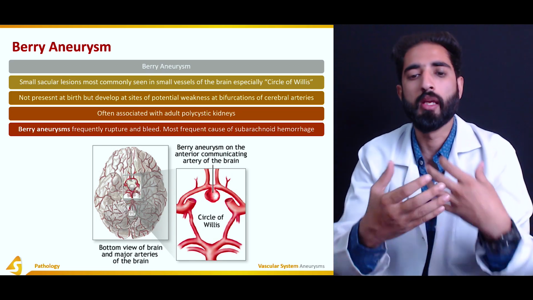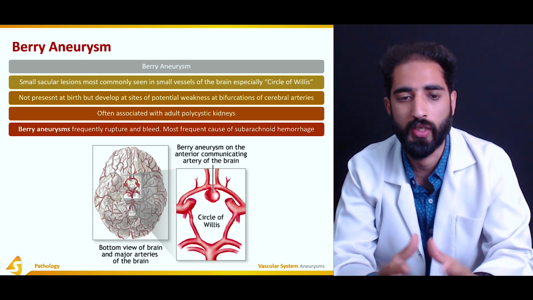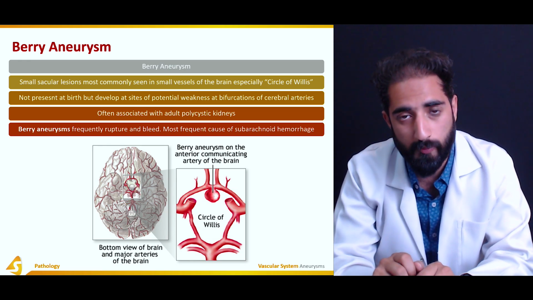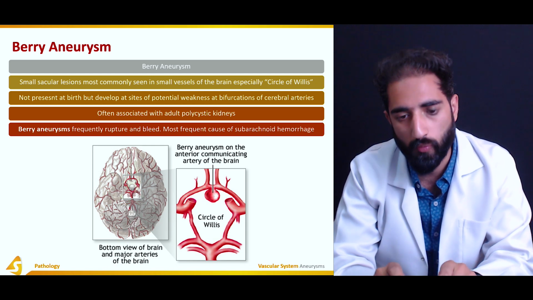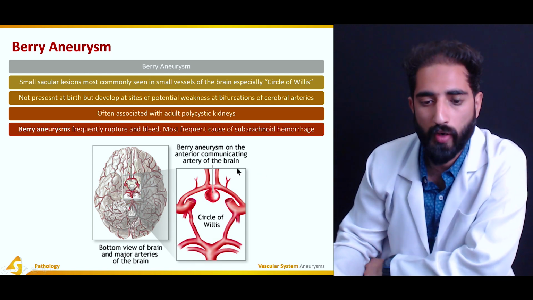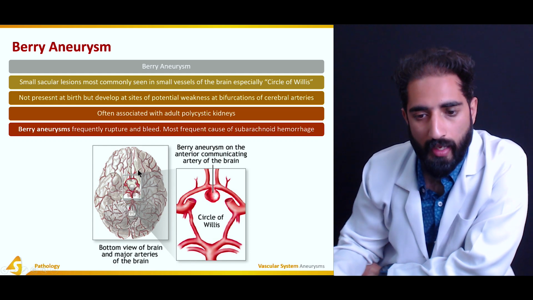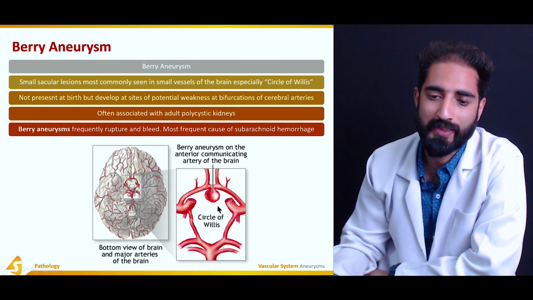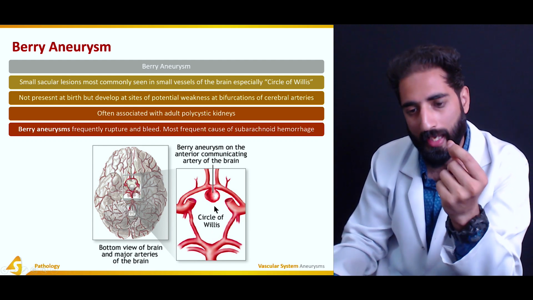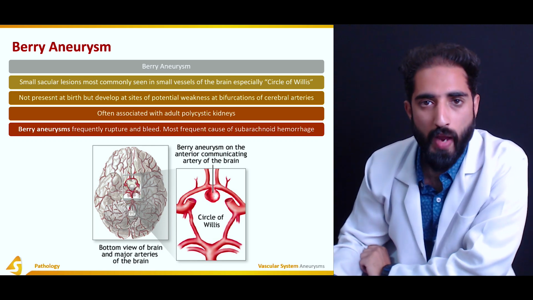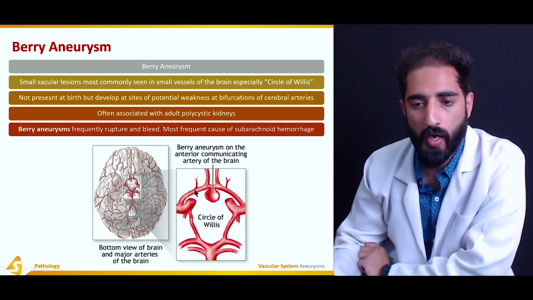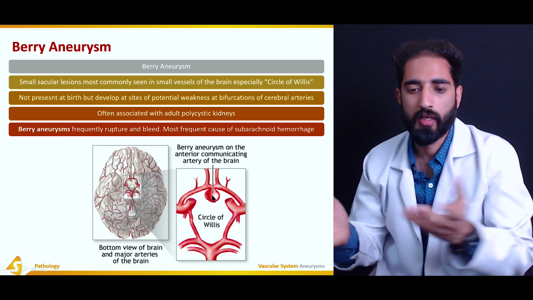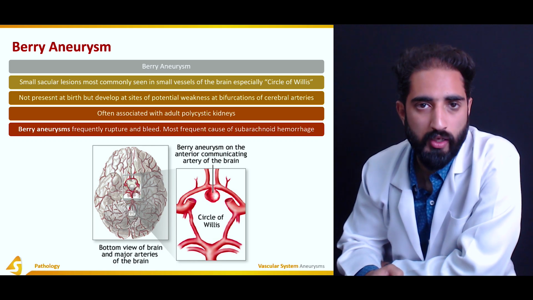Moving on, we have the Berry aneurysm. Berry aneurysms are small saccular lesions most commonly seen in small vessels of the brain, especially the circle of Willis, which is present on the underside of the brain, as you can see here. You can see an enlarged image of that circle of Willis, and here is an abnormal dilation which looks like a berry. That's why it is called a Berry aneurysm. A Berry aneurysm on the anterior communicating artery of the brain is a characteristic feature.